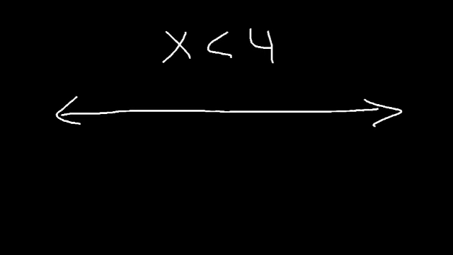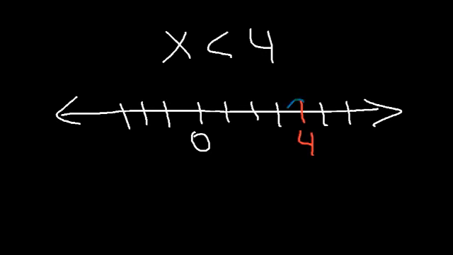Now what about this one? Let's say x is less than 4. What's the answer in this case? So here's 4, and let's say 0 is right there. Do we have an open circle or a closed circle? We don't have the underline, so we have an open circle at 4, and because it's less than, this time we need to shade to the left side since x is less than 4.